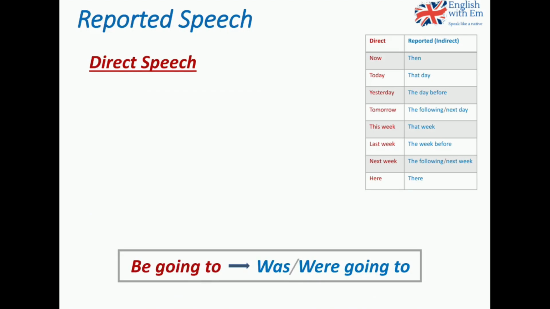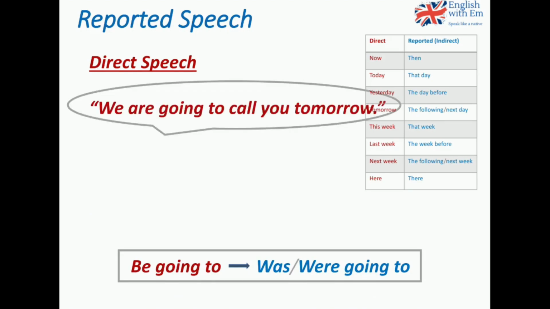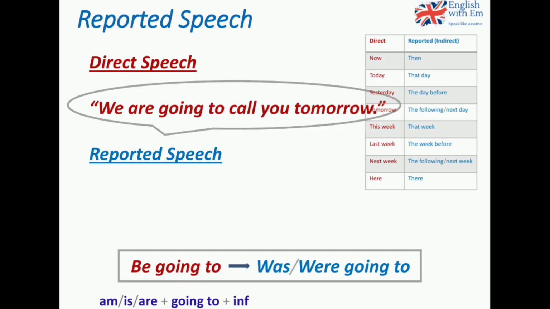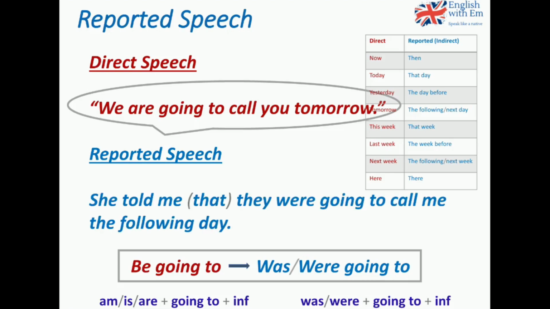Now we're on to the future with be going to. We are going to call you tomorrow. So we've got am, is, or are plus going to and the infinitive form of the verb, going to call. And in reported speech, we need to backshift. So we change the verb to be to the past form, was or were, plus going to, plus the infinitive. She told me they were going to call me the following day.